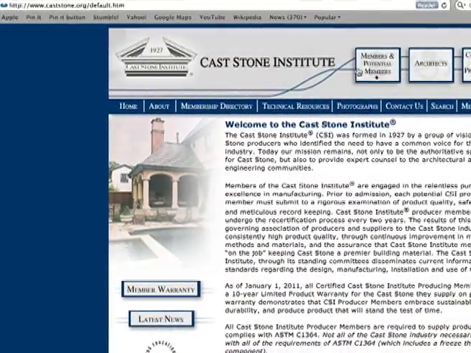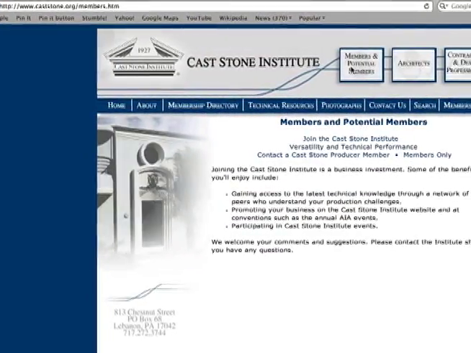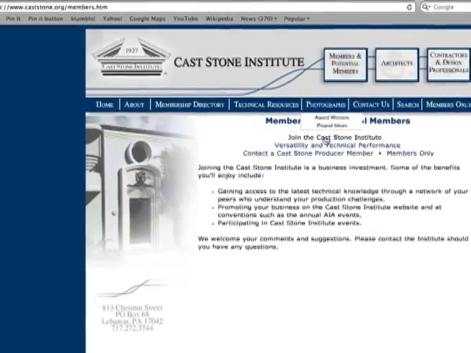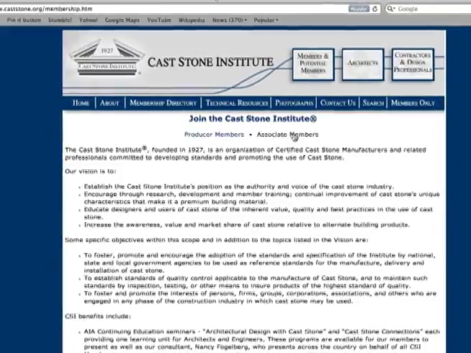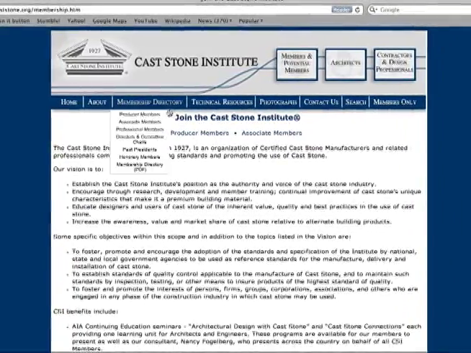If somebody is interested in joining the Institute, they can go to our website at www.caststone.org, and they can actually view, if they're a producing member of cast stone, our checklist so they can prepare and understand what's involved with becoming a certified plant. There are a lot of resources that may help them on their journey to becoming a certified plant.